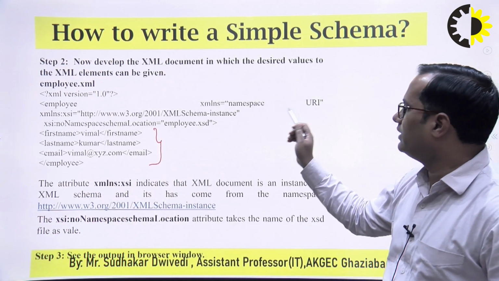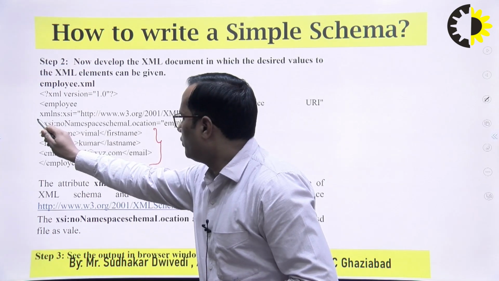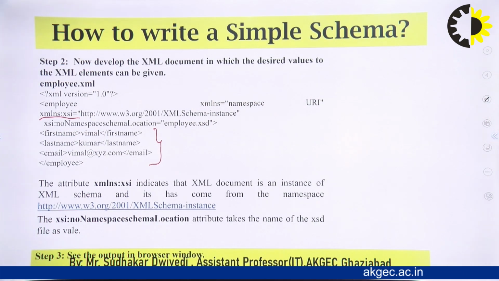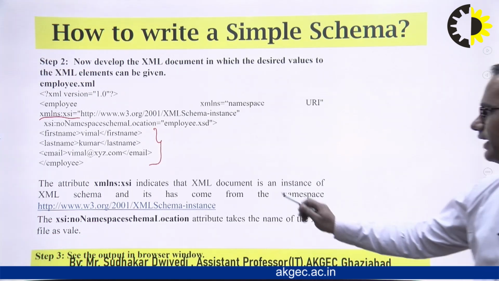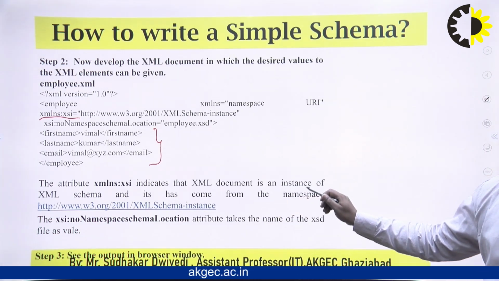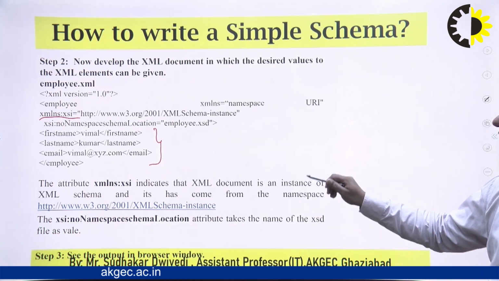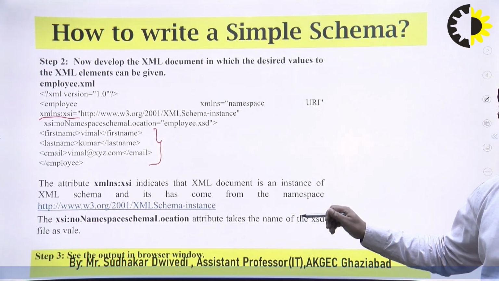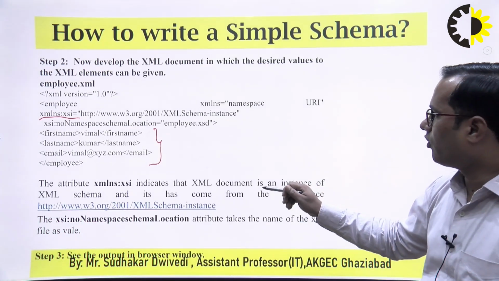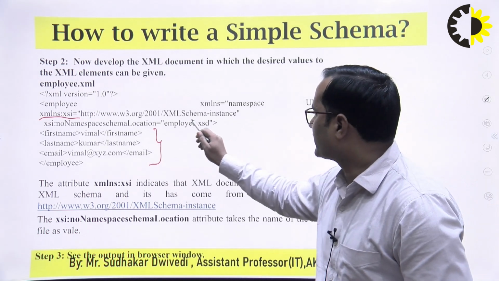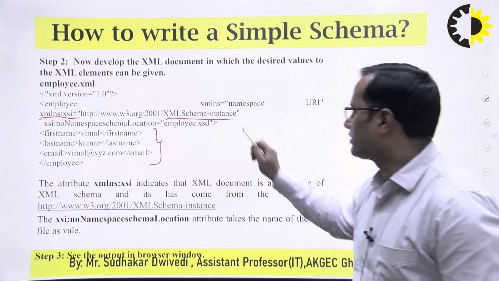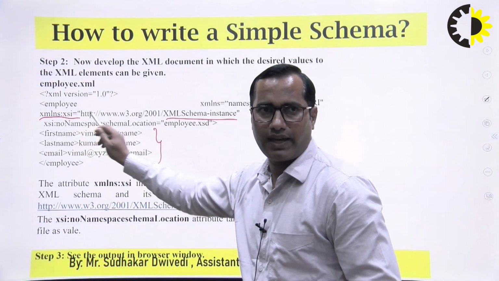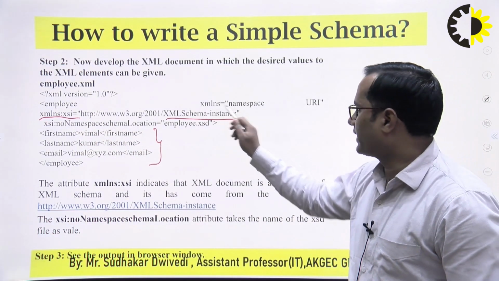I have used another attribute, xmlns:xsi. So xmlns:xsi indicates that the XML document is an instance of XML schema, and it has come from the namespace. Which namespace? XML schema instance. So I have used another attribute here, that is xmlns:xsi.